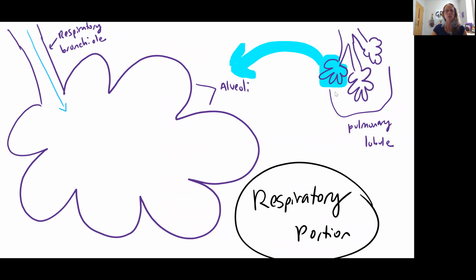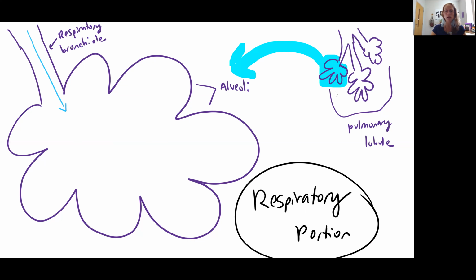Let's take a closer look at our respiratory bronchiole and our alveoli. Those alveoli, those little air sacs, are opening up into a bigger sac. That whole structure, with those respiratory bronchioles and those sacs of alveoli, is referred to as a pulmonary lobule. This is, of course, our respiratory portion.